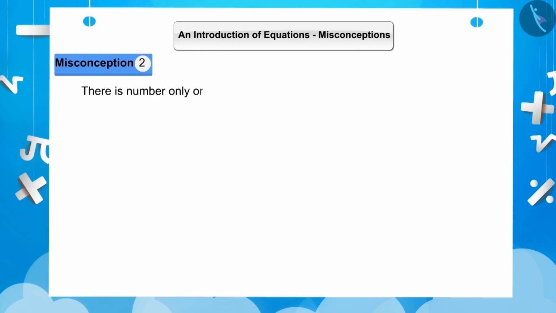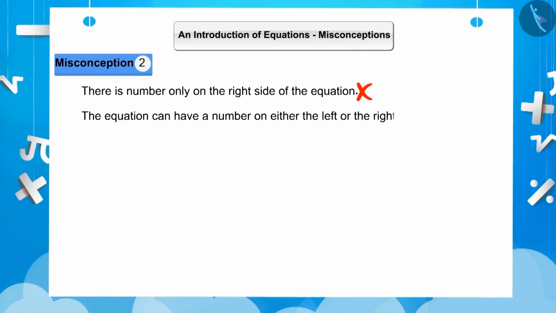Misconception 2. Let us now understand another misconception. Children often assume that an equation has a number only on the right-hand side, but it is not necessary, for an equation can have a number on either of the left or right sides. Let us understand this with the help of an example. A plus 3 is equal to 11.